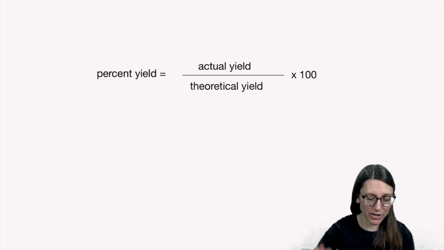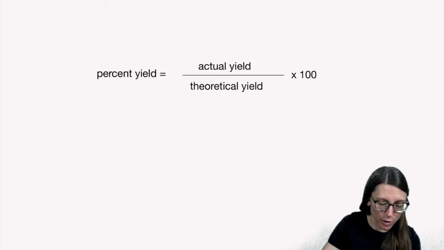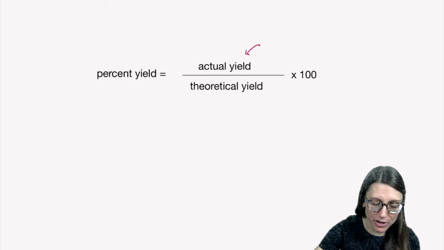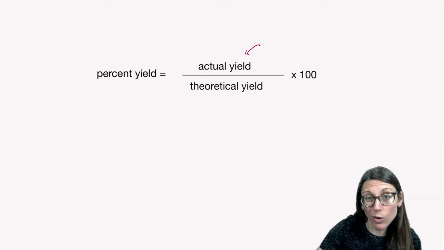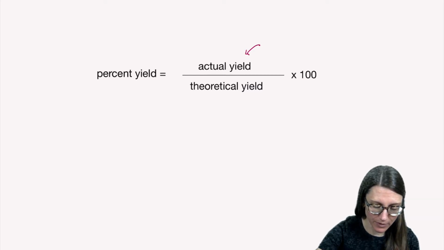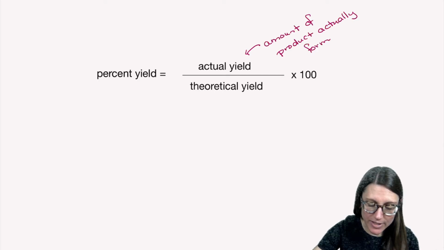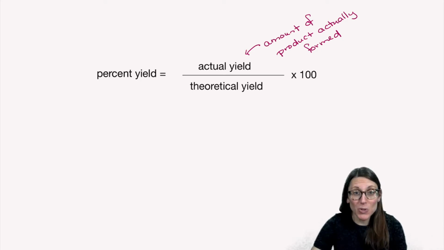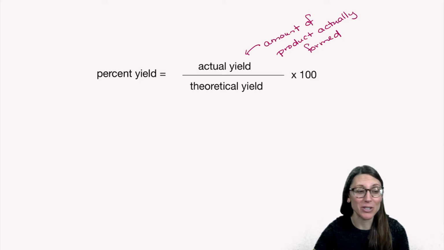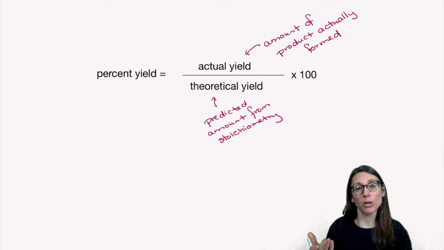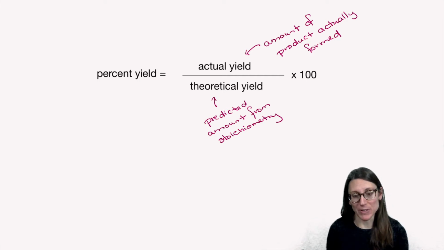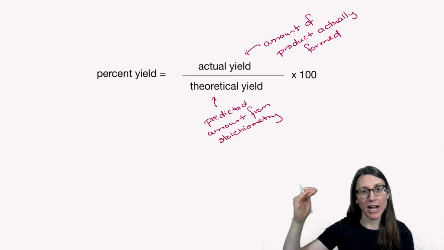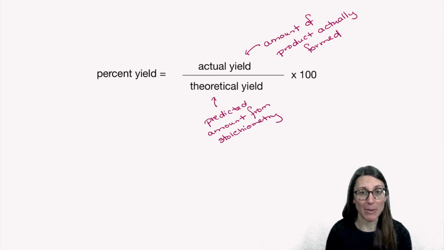So percent yield actually has a very simple formula. Your percent yield is going to be your actual yield. So what you actually got. So your grams or moles, but typically we work in grams. And you'll take that amount and divide it by the theoretical yield. Your theoretical yield is what stoichiometry predicts you should make. And you'll take that ratio and multiply it by 100 to make it a percent. So your percent yield is going to be your actual yield over your theoretical yield times 100.